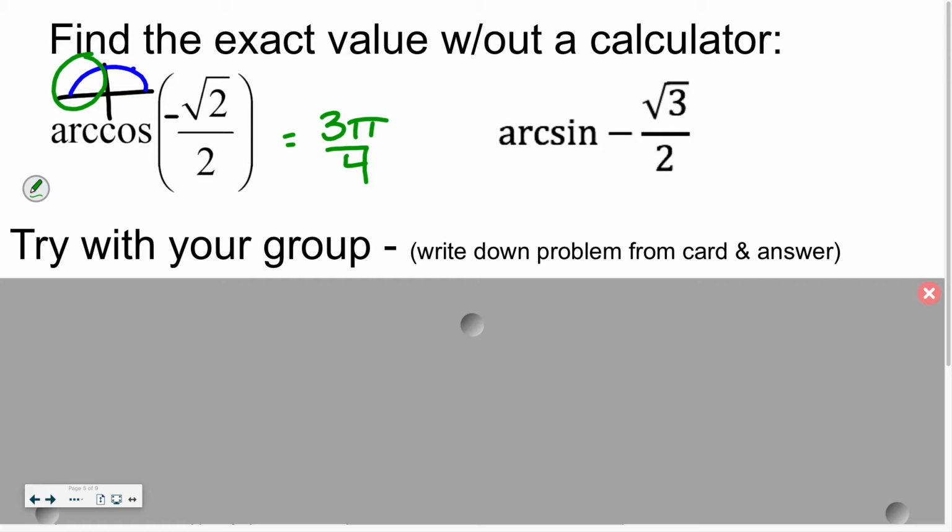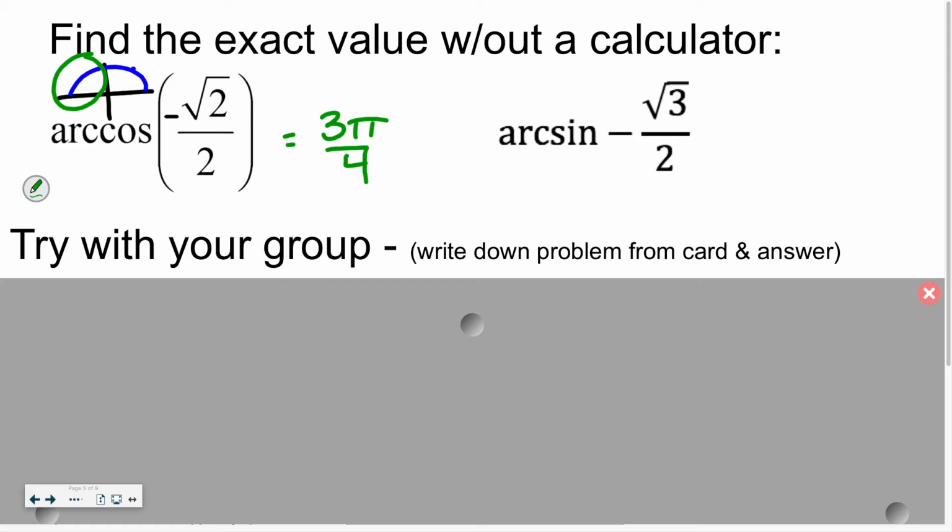You are not allowed to tell me 5 pi over 4. 5 pi over 4 is outside of the range of cosine. Cosine is 0 to pi. 5 pi over 4 is bigger than that. So you can't just use your unit circle. You have to be within the range that we wrote on the previous slide.